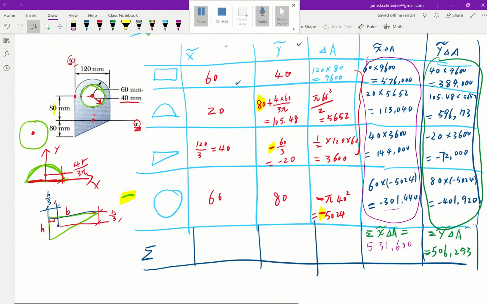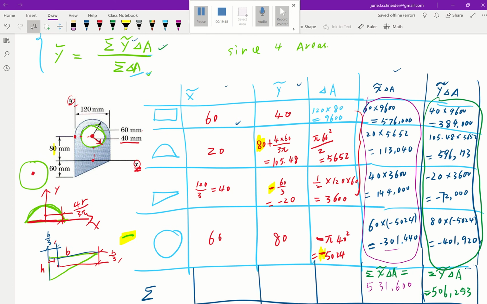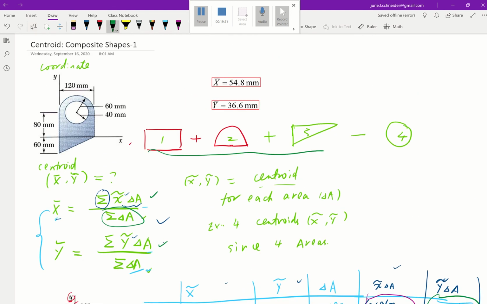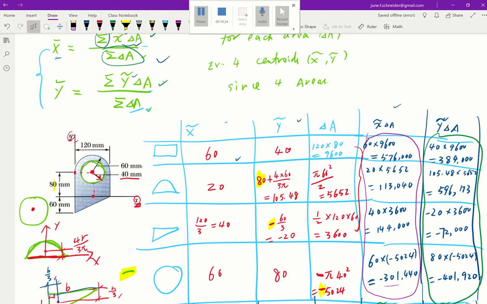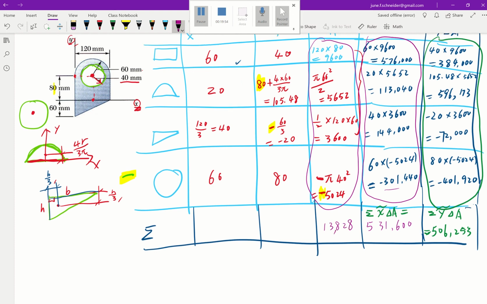Now we're going to solve our problem, almost, because we got the numerator taken care of. But now for the denominator, we need to sum up all those areas together. Basically get all those four areas added together. When it's carved out, that circle, we're going to subtract. So we're going to do this term also. For this column, we're going to add all those areas together. So start with 9600 plus 5652, then plus 3600, then minus that circle, 5024. Then we'll have the answer as 13828.